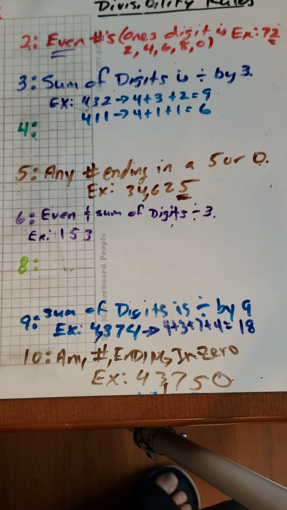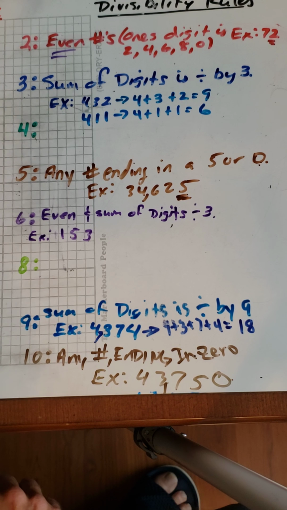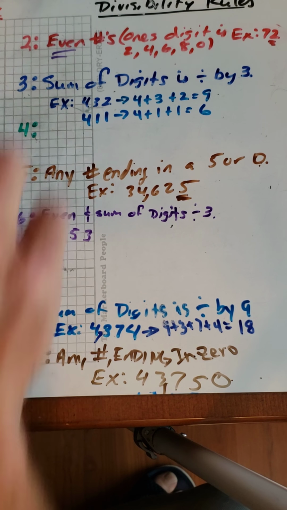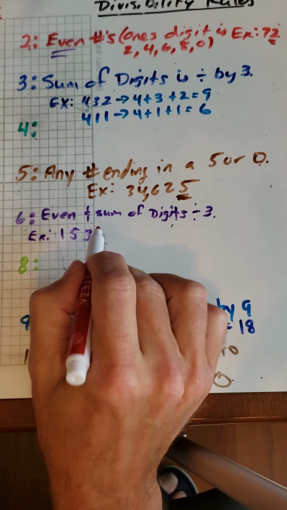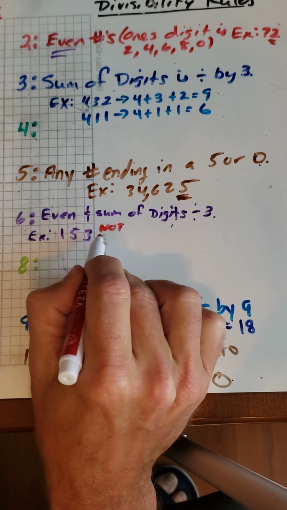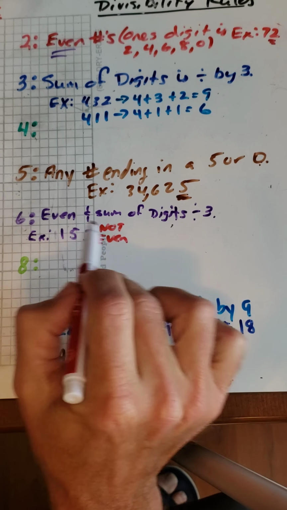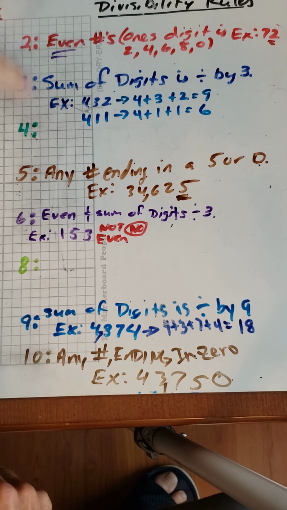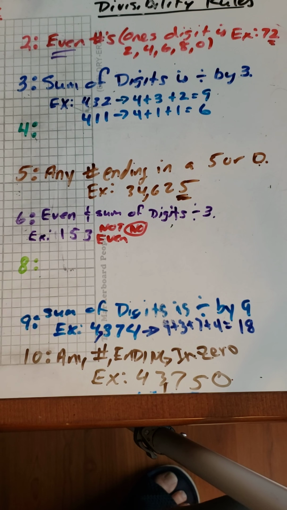Okay, so 153. Is this number going to be divisible by 6? Well, I go back and look at 2 and 3. So 2 says, if it's an even number, is this an even number? No. Then no, it's not. Okay, so I'm just going to write that in red because it's not even. Right? So no. Okay? So this has to be true for both of them. So since it's an odd number, not going to work for 2, so it's not divisible by 6. So let me give you another example.